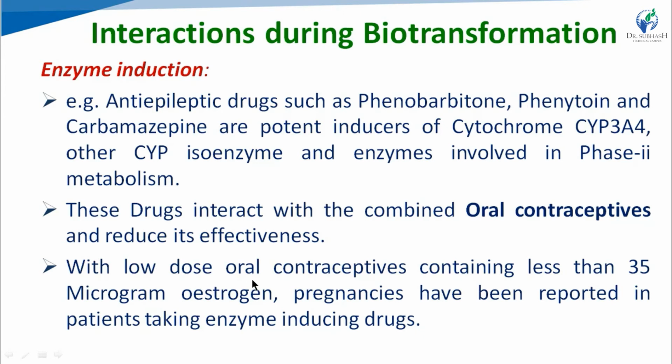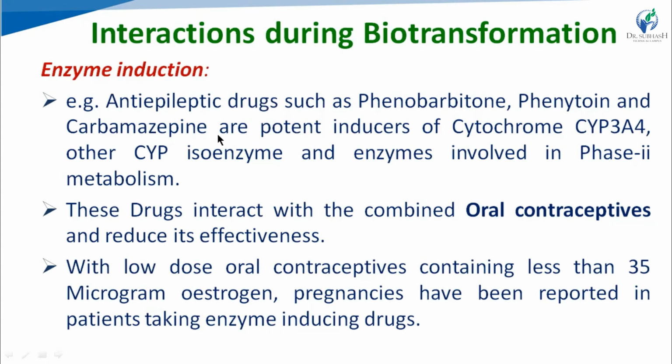With low dose, देखिए यहाँ पे experiment के ऊपर से पता चला है, with low dose of oral contraceptive containing less than 35 microgram estrogen, pregnancies have been reported in patients taking enzyme inducing drugs. देखिए यहाँ पे patient already is taking contraceptive medicine, and at the same time she was taking anti-epileptic drugs, then in this condition pregnancies have been reported due to the enzyme inducing drugs. Enzyme inducing drugs मतलब यहाँ पे anti-epileptic drugs हैं.